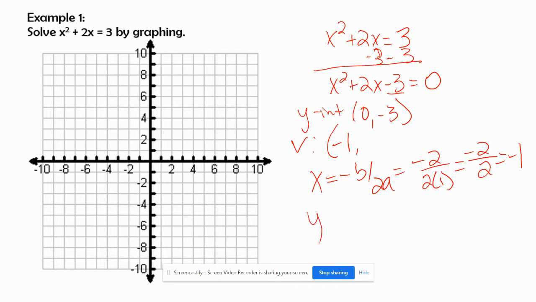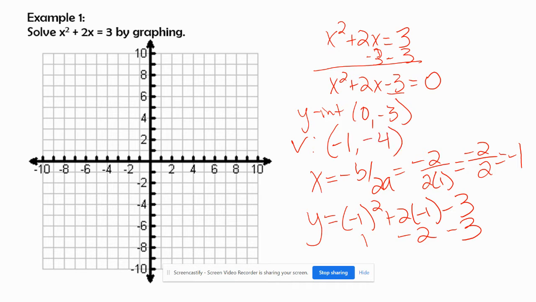And then remember to find our y value. We plug that -1 in for all of the x's of our equation and do that math. We have 1 minus 2 minus 3, which is -4. So we have a vertex at -1, -4, and a y-intercept of -3. We know because of our axis of symmetry that if we have 0, -3, we would also have -2, -3.